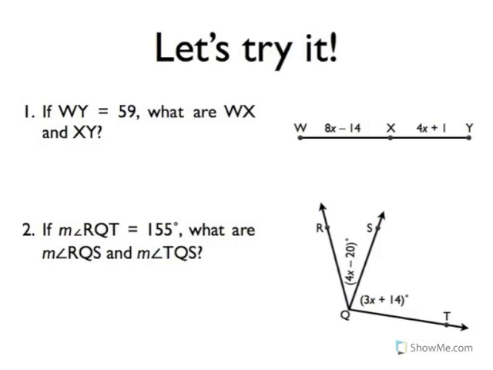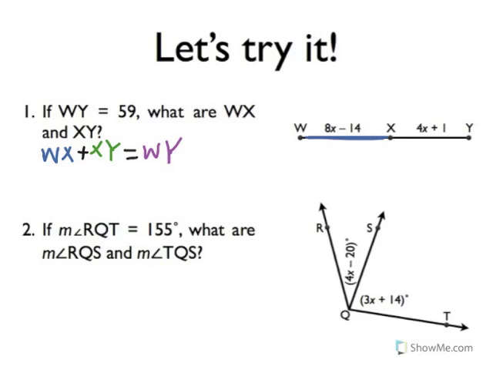If WY is equal to 59, what are WX and XY? Remember that since there is no symbol above these letters, we are talking about the distance between point W and point Y, the distance between point W and point X, so on and so forth. Using our segment addition postulate, we know that if we add the two segments WX and XY, we will get the entire segment. So now it's just a matter of plugging in some values.